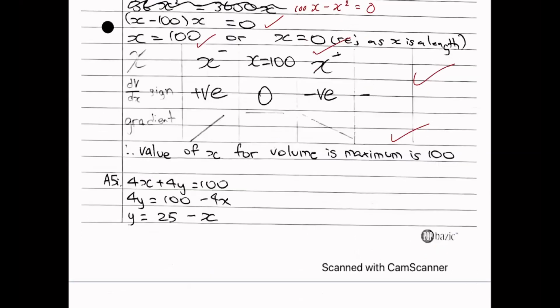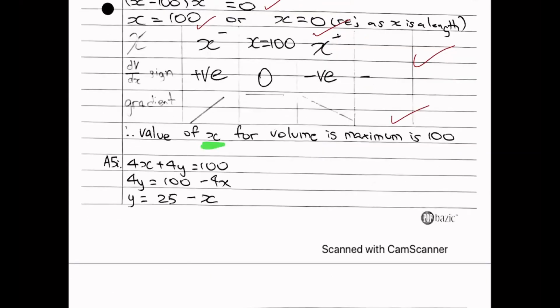Okay, next. Therefore, you get this value of x, which is it, 0 or 100? It must be 100. It cannot be 0 because it's rejected, as the length must be positive. So your rejection is correct. The value of x being 100 will give you the maximum. So the value of x for which the volume is maximum is 100.